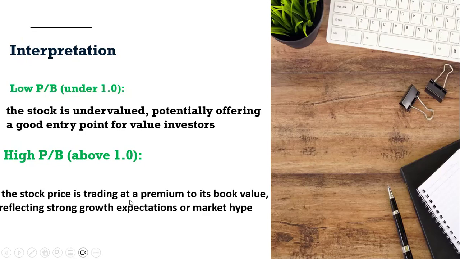The stock price is trading at a premium to its book value, reflecting the strong growth expectation or market hype. So it could be the reason. But before you enter that market hype or the expectation of strong growth, it has to make sense. So you have to look at other factors that will help you make that sound decision that this is not a bad company, even if it has a higher PV ratio.